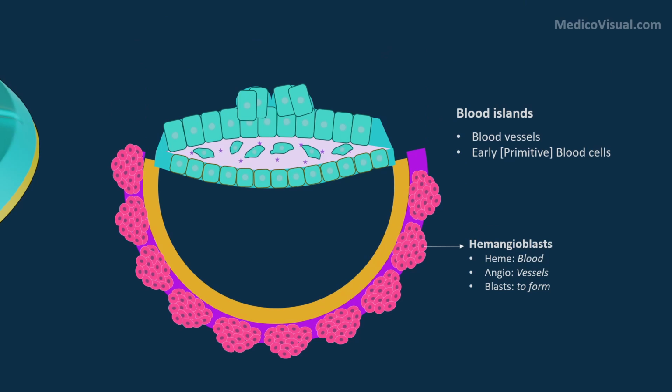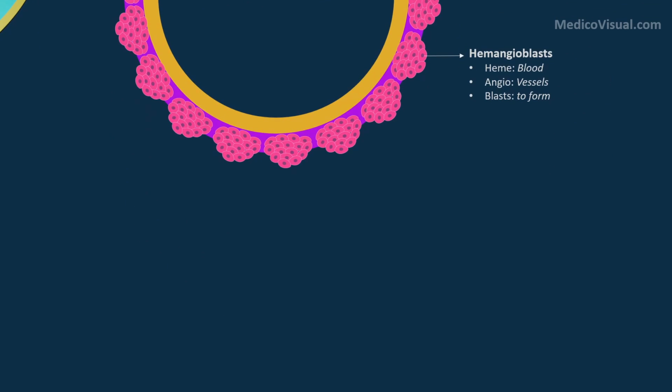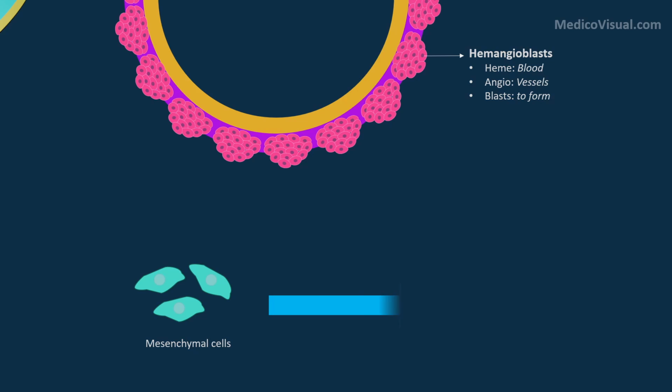But where do these hemangioblasts come from? Well, the answer is simple. As you know, the extraembryonic mesoderm consists of irregularly shaped, loosely arranged mesenchymal cells. So this is the extraembryonic mesoderm. It consists of these mesenchymal cells, and some of these undifferentiated mesenchymal cells, under the induction of the yolk sac endoderm, are ordered to form hemangioblasts, and these hemangioblasts come close together, clump, and aggregate to form the blood islands.